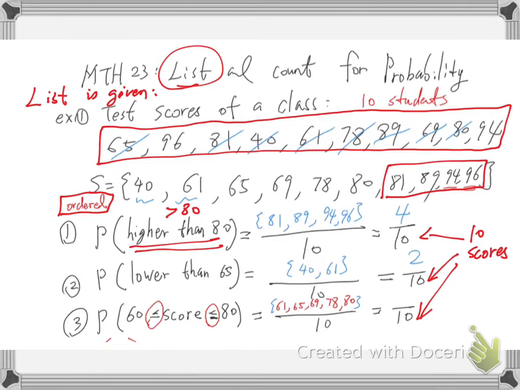Now for the second case, we want to look at how many students get a score less than 65. That's the end of the list, so that's why we have to reorder the list. So 40, 61, then we got 2 over 10.